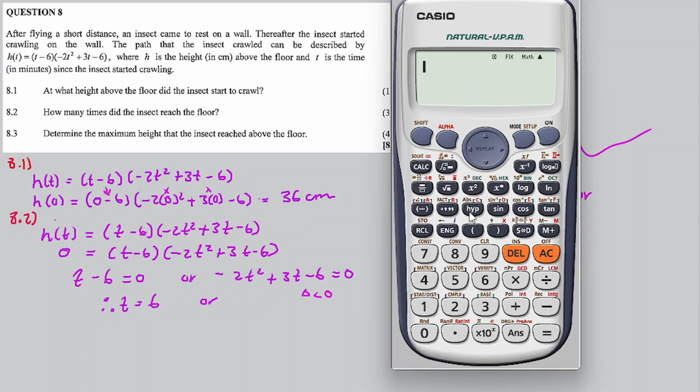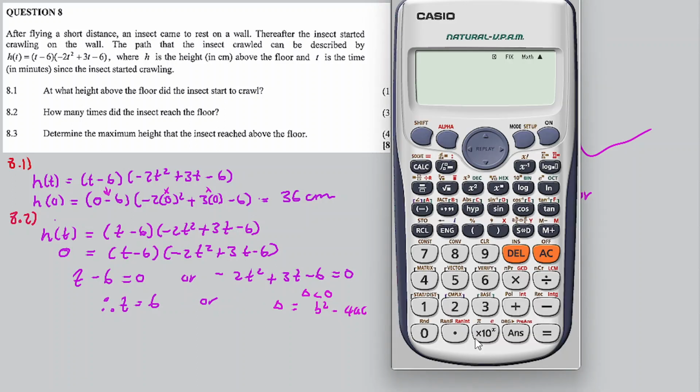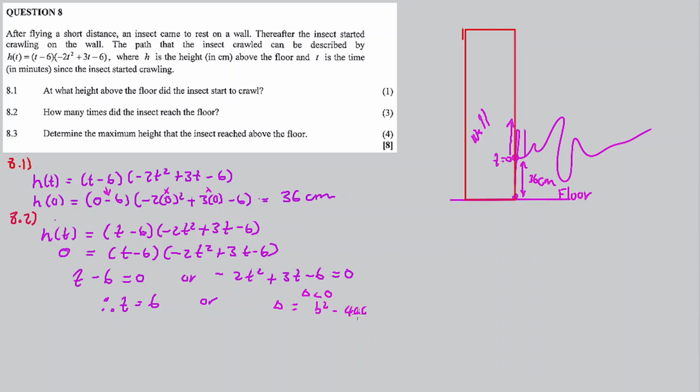So I calculate the discriminant. It's b squared minus 4ac. So it's 3 squared minus 4 times negative 2, and then c is negative 6. This is equal to negative 39. So if the discriminant is less than 0, it means that this doesn't have any solution. So here we don't have a solution.